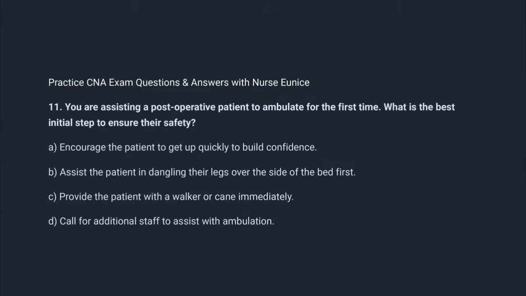Number 11 states you are assisting a postoperative patient to ambulate for the first time. What is the best initial step to ensure their safety? A, encourage the patient to get up quickly to build confidence. B, assist the patient in dangling their legs over the side of the bed first. C, provide the patient with a walker or cane immediately. D, call for additional staff to assist with ambulation.